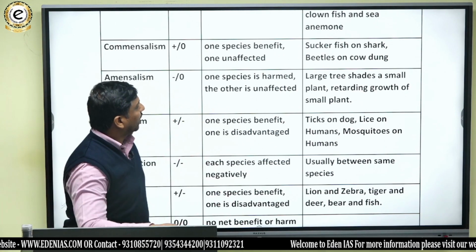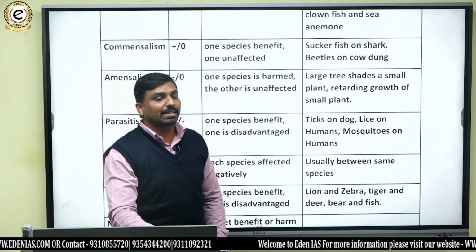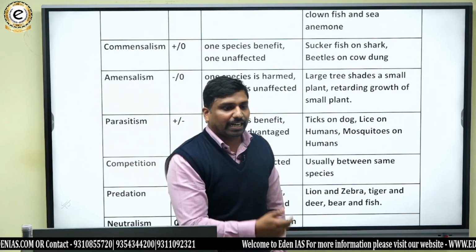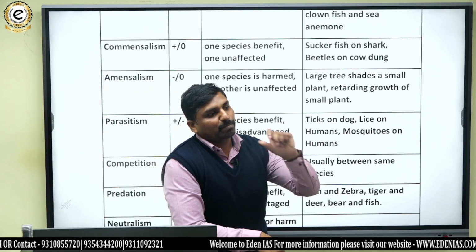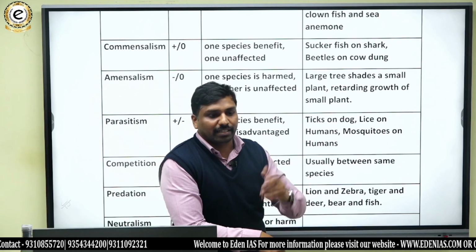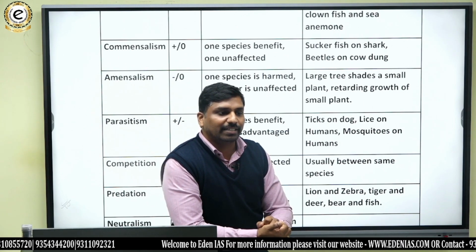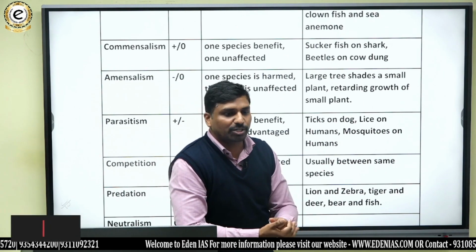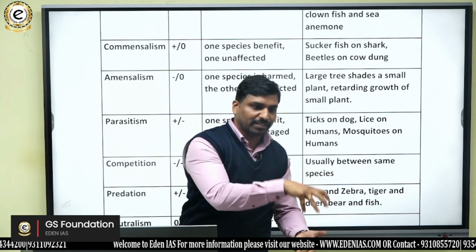For example, a large tree shades a small plant. If a big tree is there and below it there is a small plant growing under it, is there any effect on the large plant? No. Is there any benefit to the large plant? No. But what is the impact on the small plant?